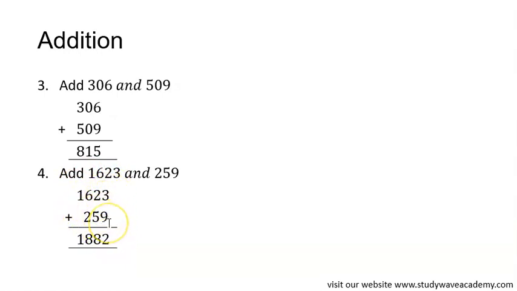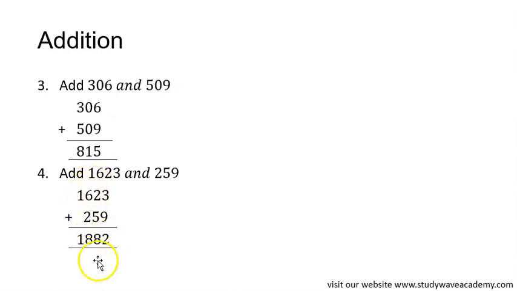3 plus 9. 3 plus 9 is going to give you 12. You write down 2 and carry over 1. You do not write 12. Remember, this is the carryover pattern. You write down 2 and carry over 1. So you have carried over 1 here. 1 plus 2 is 3, and 3 plus 5 is 8. You write down 8.